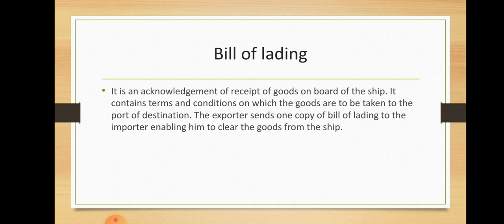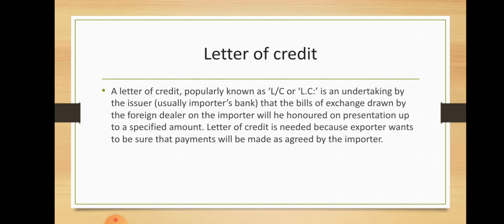Soon the exporter also sends a copy of that to the importer, so the importer knows whichever things are loaded on the ship. Therefore, the exporter sends one copy of this document to the importer, enabling him to clear the goods from the ship, which is made by the ship owner. Next is the letter of credit.